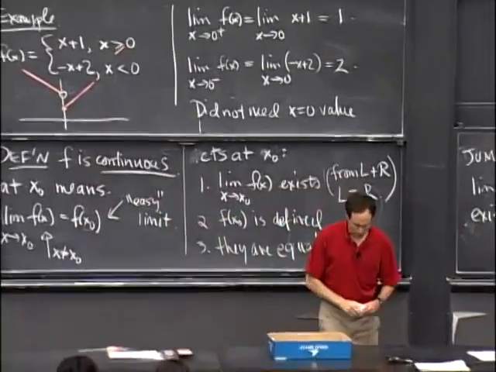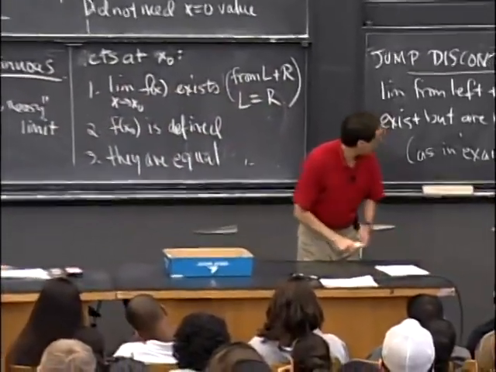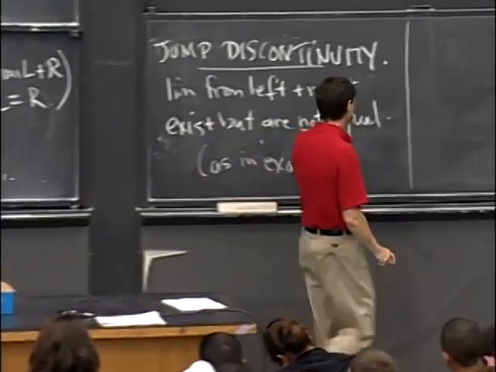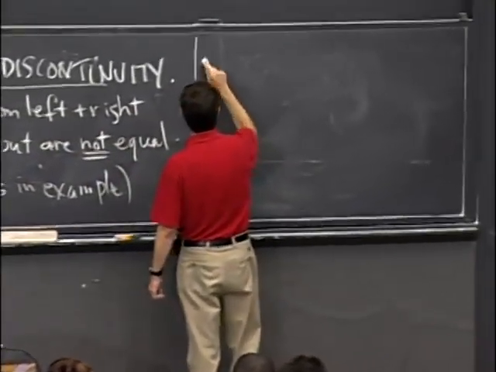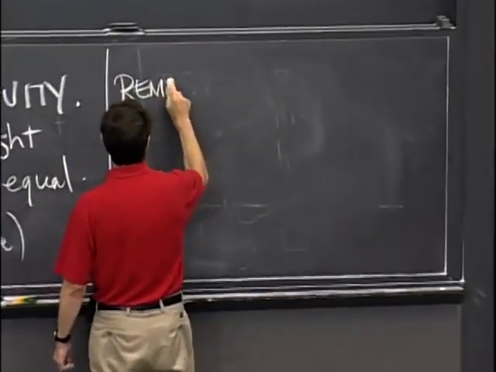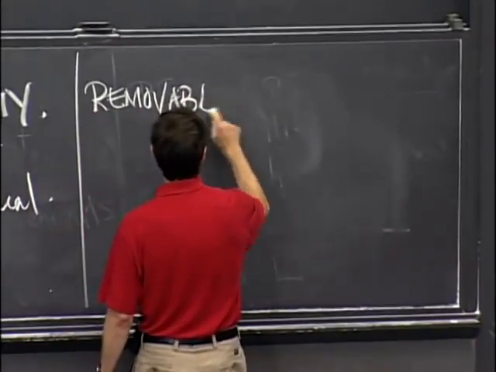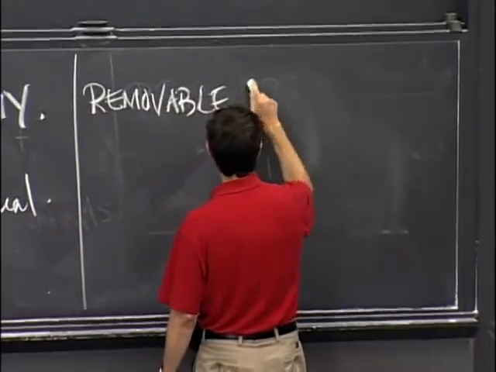That's a serious issue. So the next example that I want to give you is a little bit more subtle. It's what's known as a removable discontinuity.